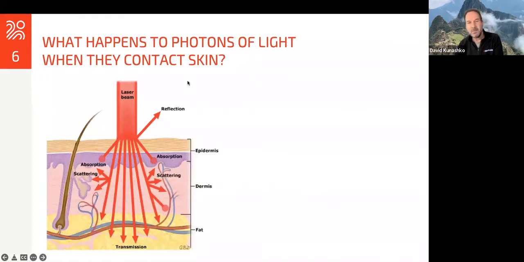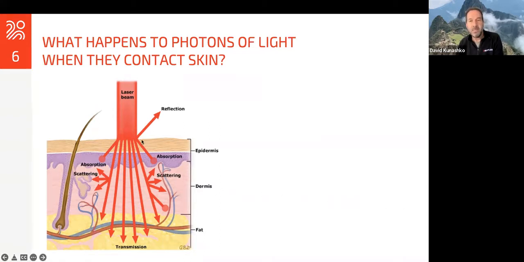So when light hits the skin, you can see that a big portion of the light gets reflected off. If I were to get a red laser pointer and point it at my skin, I'd see bright, intense light because most of it's reflecting back into my eye. And that's not what we're interested in.